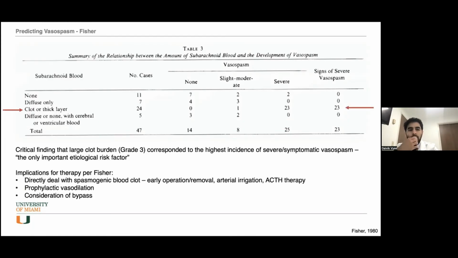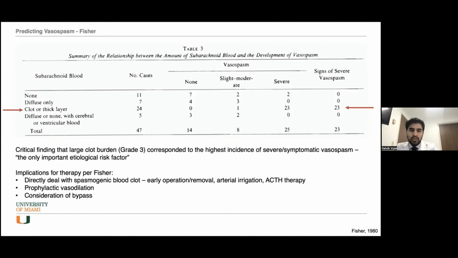In his paper, he basically finds that the most severe vasospasm occurred in patients that had the highest grade on the CT scans, which is something we now refer to pretty actively. The critical finding was that the largest clot burden, so a Fisher grade 3, corresponded to the highest incidence of severe spasm. And in the paper, he describes it as the only important etiological risk factor.